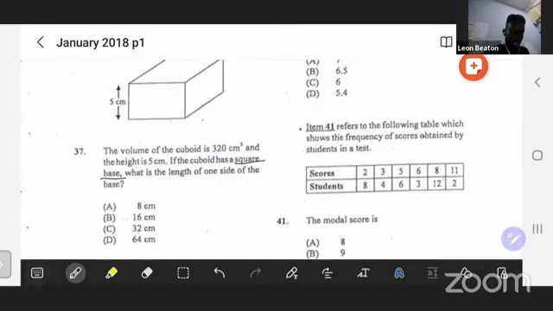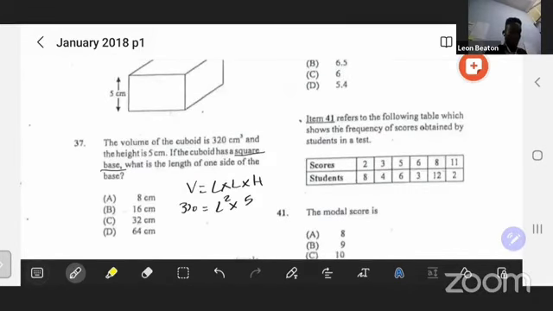So the formula to find volume is length times width times height. But in this case, the base sides will be the same, so we can adjust this formula and say length times length times height, since the base is a square. They gave us a volume of 320. And that's equal to length squared times the height, which is 5.